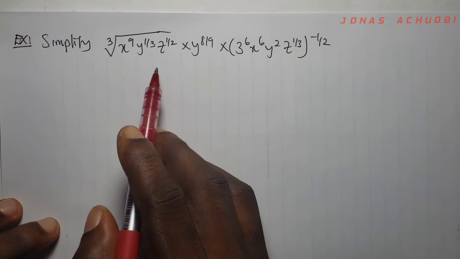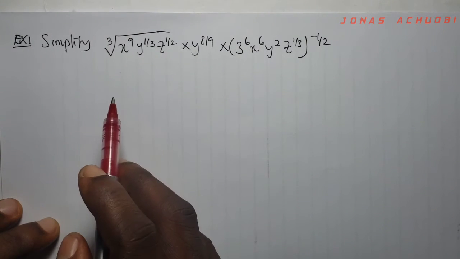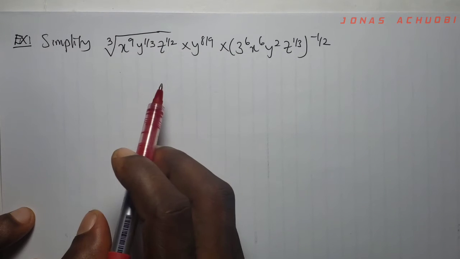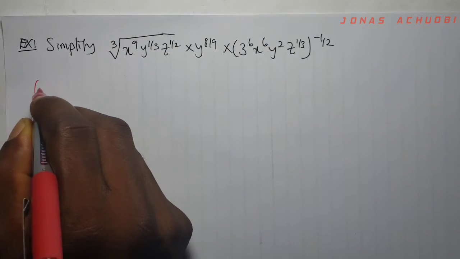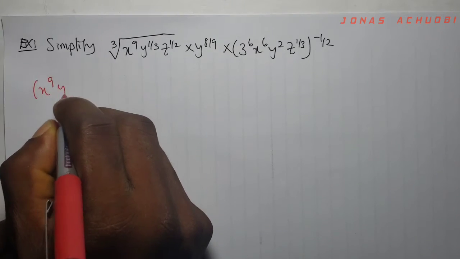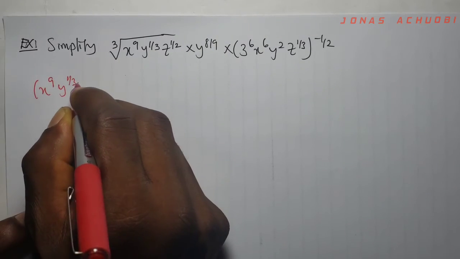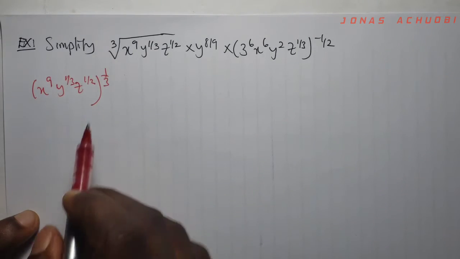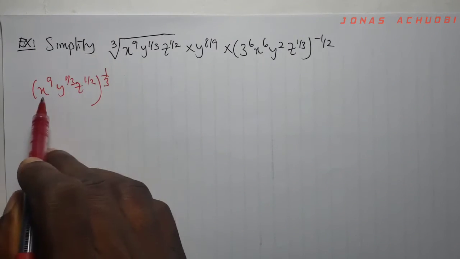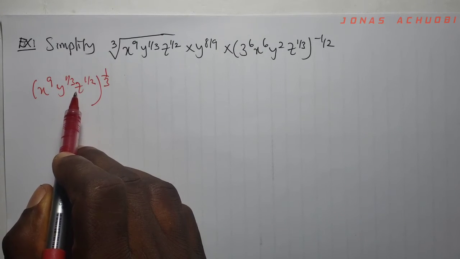The first thing I would like to do here is to change this cube root sign. And I know from my laws of indices that the cube root of what I have here can be written as x raised to the power 9, y raised to the power 1 over 3, z raised to the power 1 over 2, all of them raised to the power 1 over 3. Because this simply means the cube root of what I have in bracket.